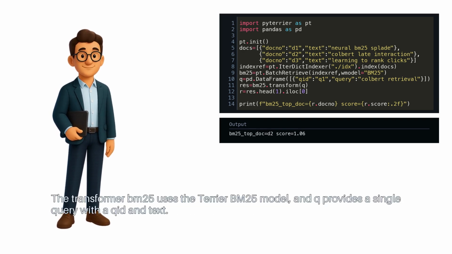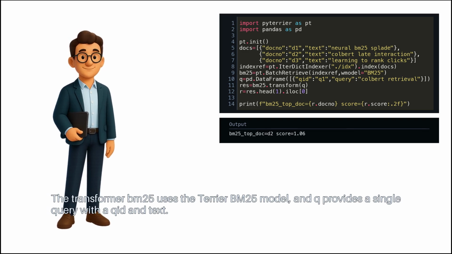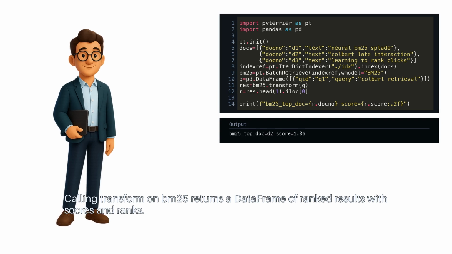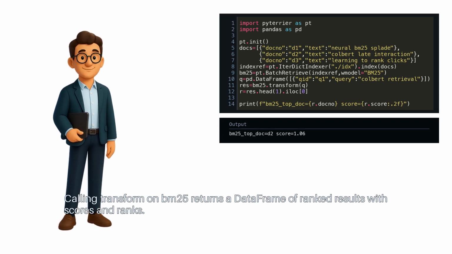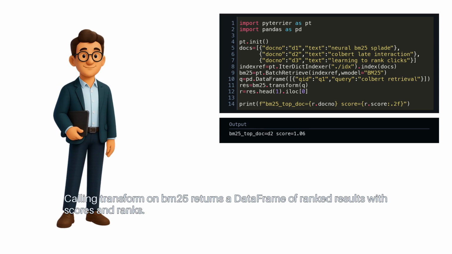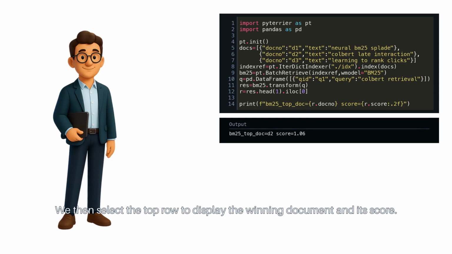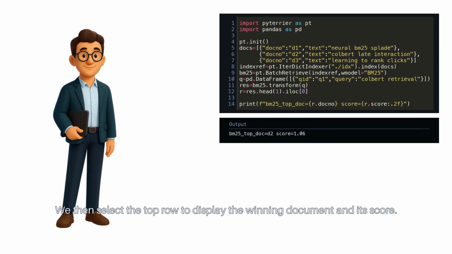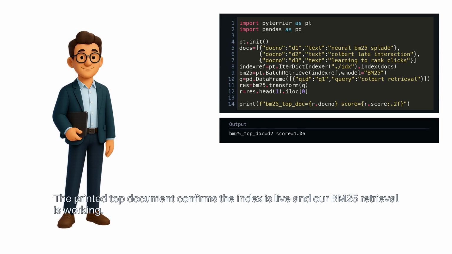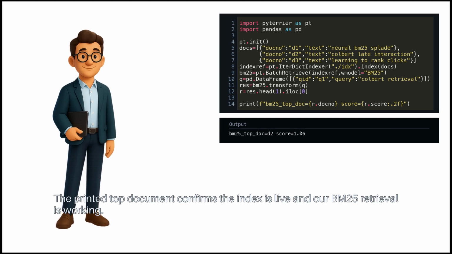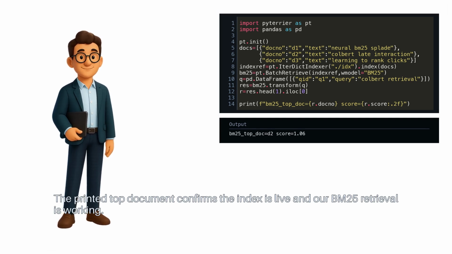The transformer BM25 uses the Terrier BM25 model, and Q provides a single query with a QID and text. Calling transform on BM25 returns a data frame of ranked results with scores and ranks. We then select the top row to display the winning document and its score. The printed top document confirms the index is live, and our BM25 retrieval is working.